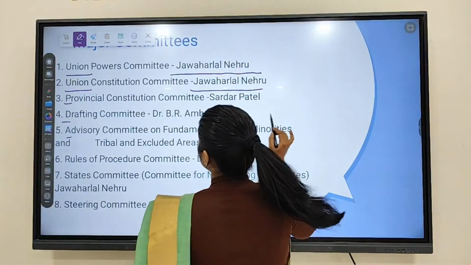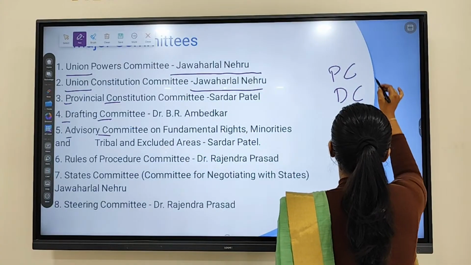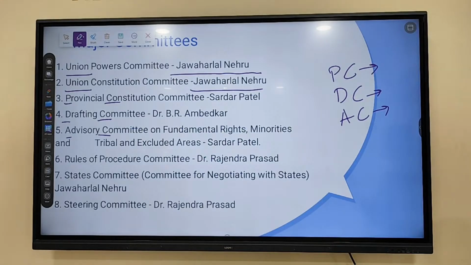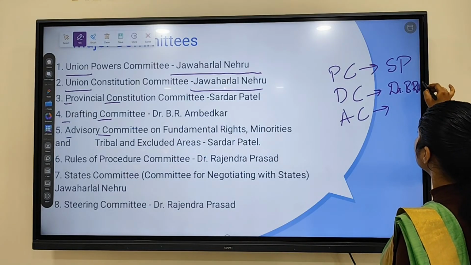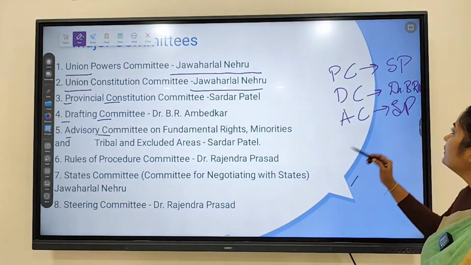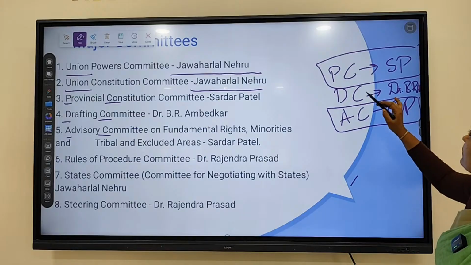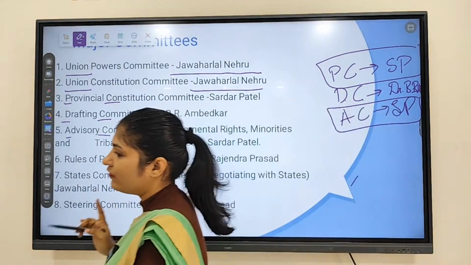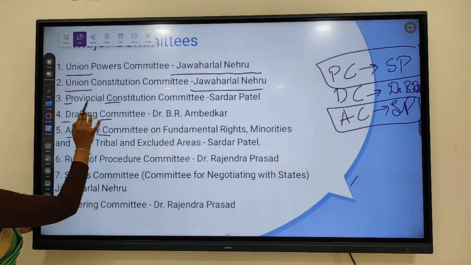PDA. See here. PC, DC, AC. Police Constable, District Commissioner, Assistant Commissioner. PC for Sardar Patel, DC for Dr. B.R. Ambedkar, and AC also Sardar Patel. Sardar Patel was the head of those committees. For the Drafting Committee, Dr. B.R. Ambedkar was the head. This is the mnemonic you should remember. For PC and AC, Sardar Patel, and for DC, Dr. B.R. Ambedkar.